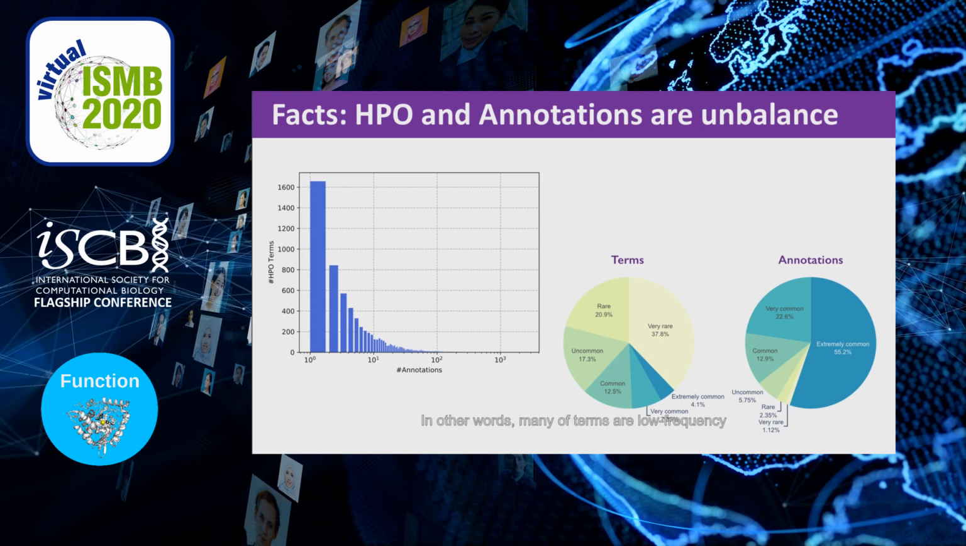In other words, many terms are low frequency, so we divide all HPO terms into 6 groups according to the number of appearances. The right figure shows the statistics of these 6 groups. Figure A is the proportion of HPO terms in each group, and Figure B is the proportion of HPO annotations related to the terms in each group. As can be seen from the figure, the HPO terms annotating only a few proteins account for the majority of the entire HPO.